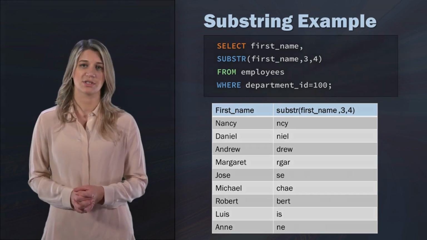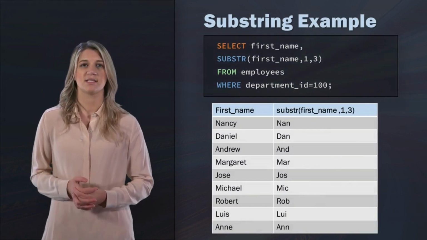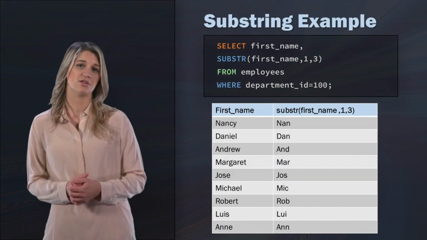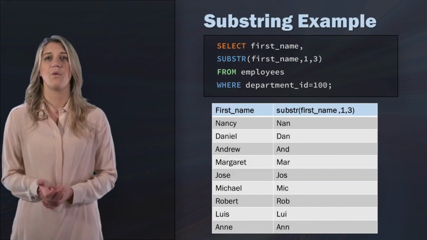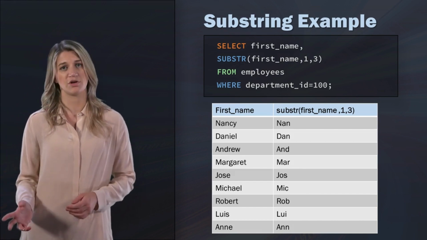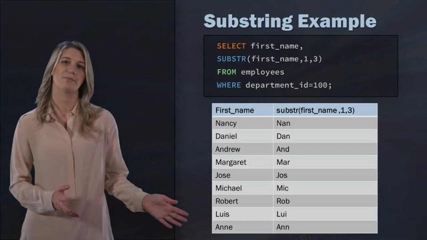Another example of this is, again, if we wanted to just pull the first 3 characters of a person's name. Say I want it from first name, and I'm going to start with the first character and go all the way through the third character.